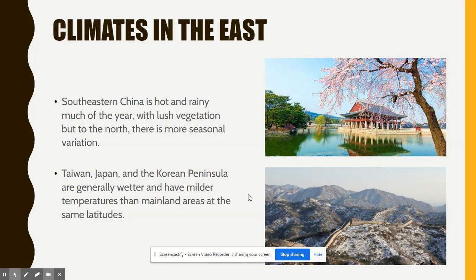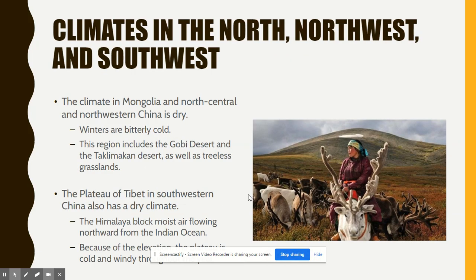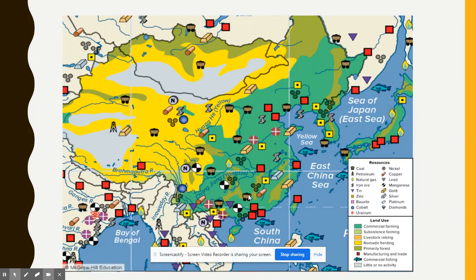Taiwan, Japan, and the Korean Peninsula are generally wetter and have milder temperatures than mainland areas at the same latitudes. Mongolia is very dry. You can see in the picture here, it's very brown, and that's mainly because that's where the Gobi Desert is located, where winters are very cold. So don't think of all deserts as hot deserts. And then we have the Plateau of Tibet, which is also very dry.